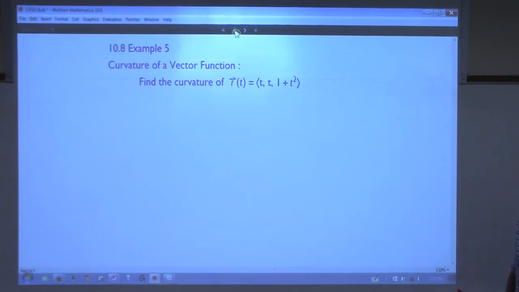All right. Find the curvature. What formula do you like?